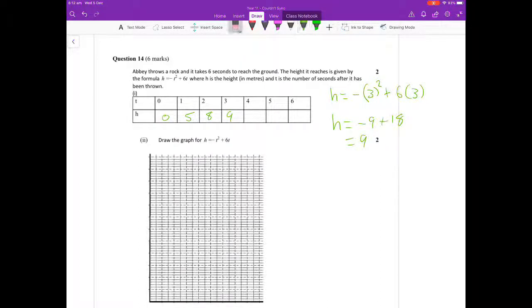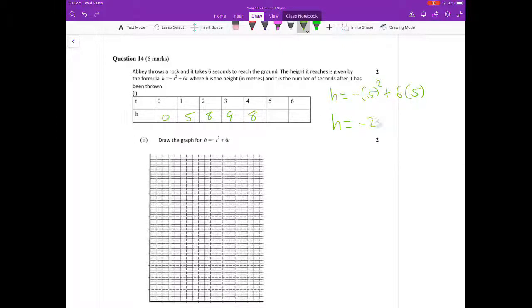Now, throwing in a 4. 4 squared is 16, so minus 16 plus 24. What do you know? That gives us 8. Hey, do you see a pattern forming? Because I sure do. Who doesn't like a pattern? Also, it's a parabola, so there's going to be a pattern. That's kind of how parabolas work.